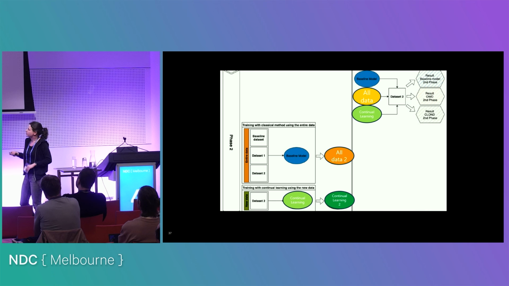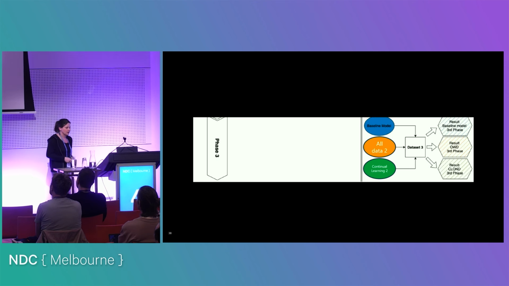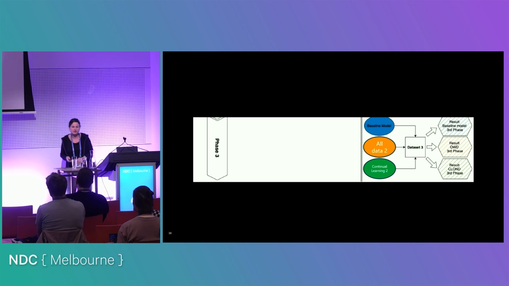In the case of continual learning, we just took this dataset 2, meaning just 100 examples. We also took the model that was already continuously trained before, which was our starting point. We retrained it and got continual learning 2. And using the last batch of data, we could do the evaluation. So again we compared against the baseline, all data 2 and continual learning 2, did the evaluation, and saved the results.